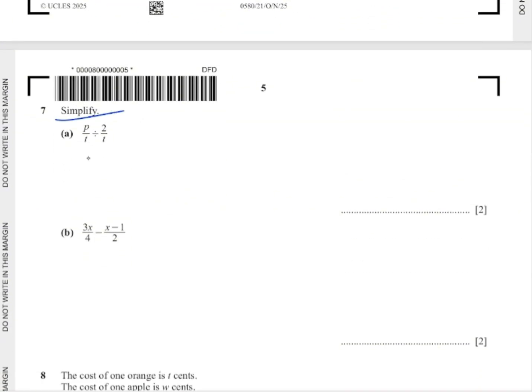Now simplify. A, p over t divided by 2 over t. We know that dividing a fraction equals multiplying by its reciprocal. So this equals p over t times t over 2, which is p over 2.